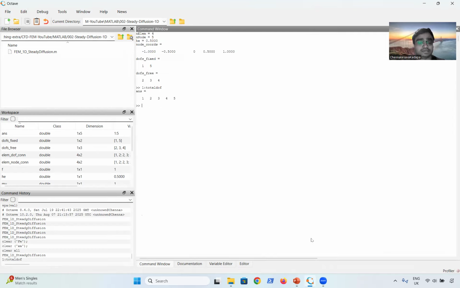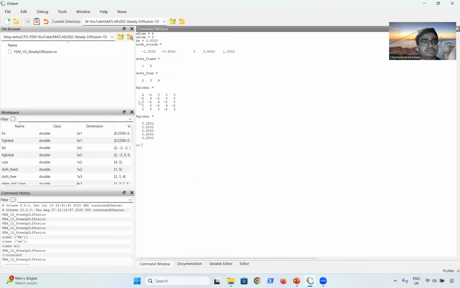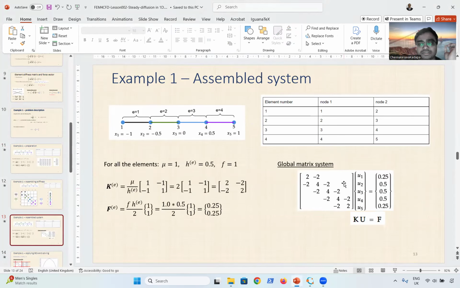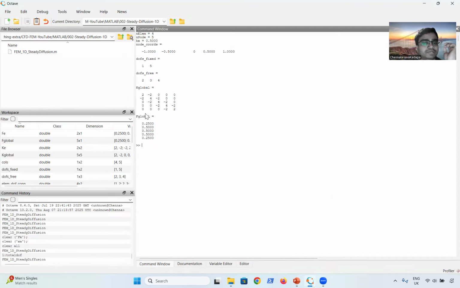So we can run the program and see. As you can see, we get this assembled matrix system: 2, minus 2; minus 2, 4, minus 2. We can compare the values, and this is our global force vector.